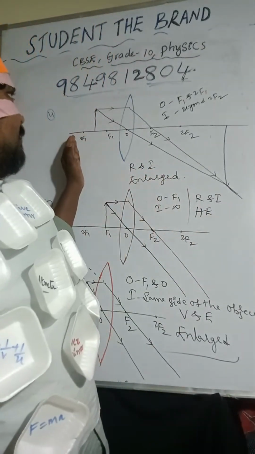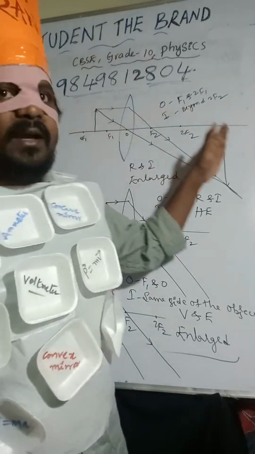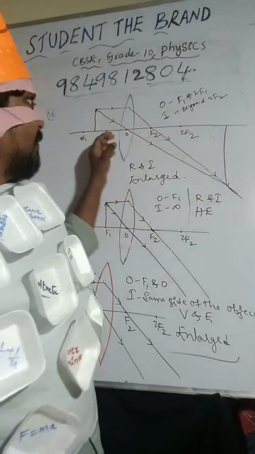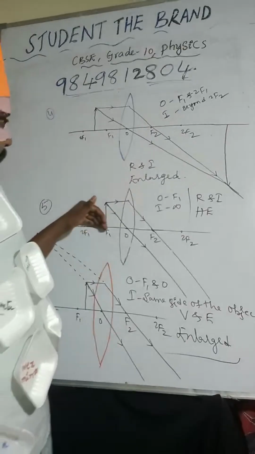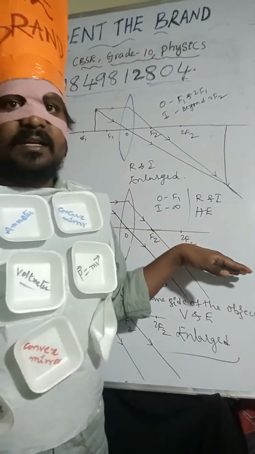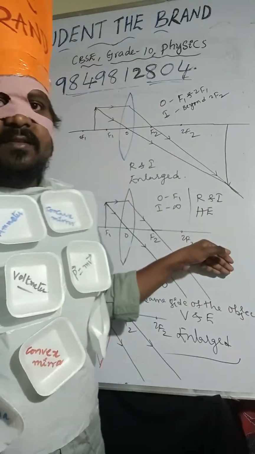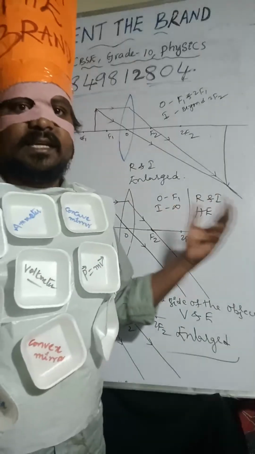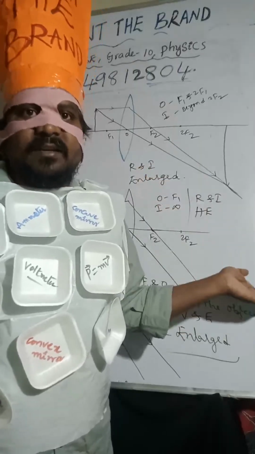Object is placed between 2F1 and F1, image is forming beyond to F2. Nature of the image is real and inverted and enlarged. Object is placed at F1, image is forming at infinity. Nature of the image is real and inverted and highly enlarged because image is forming at infinity.